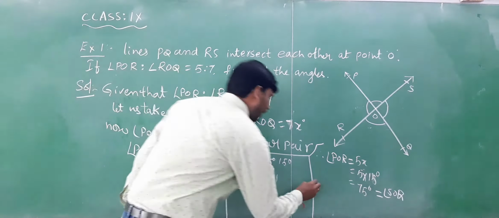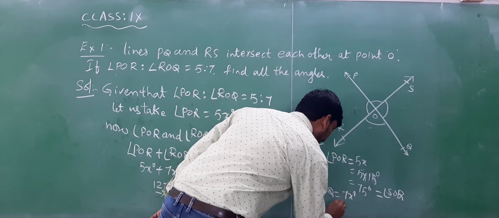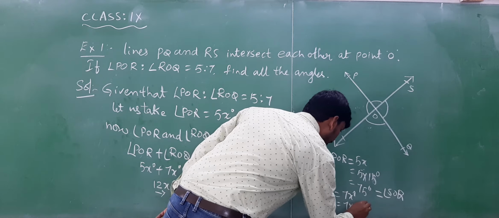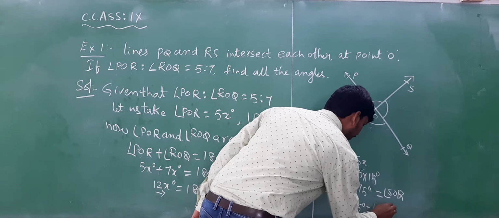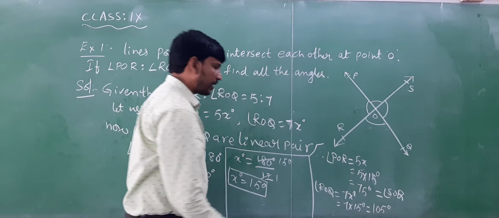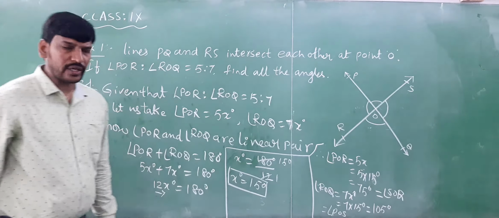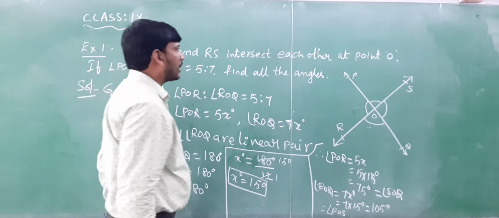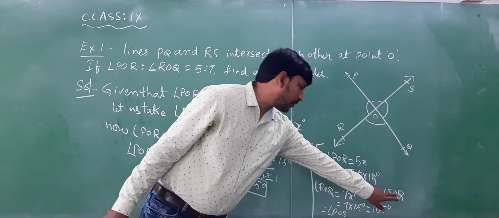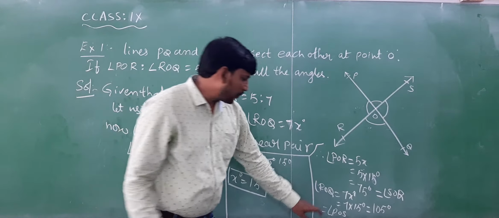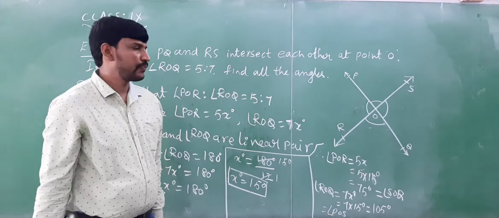In the same way, angle ROQ is equal to 7x, nothing but 7 into 15. How much value? 105 degrees. Clear? Which is equal to angle POS also. Is this clear children? So we got all angles. Angle POR is equal to 75 degrees, which is equal to SOQ. Angle ROQ is equal to 105 degrees, which is equal to POS.